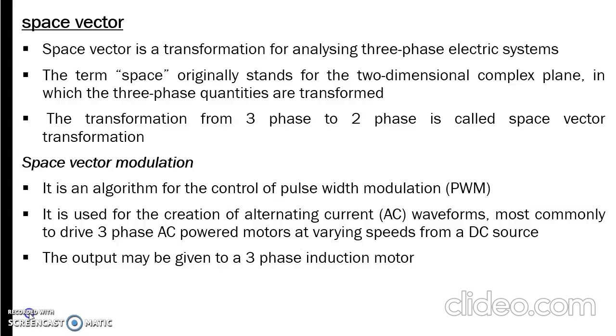So we didn't complete that last lecture. Once again, space vector. Space vector is a transformation for analyzing three-phase electrical systems. Here we are converting a three-phase system to a two-phase system. The three-phase system, ABC, is converted into alpha beta or DQ.